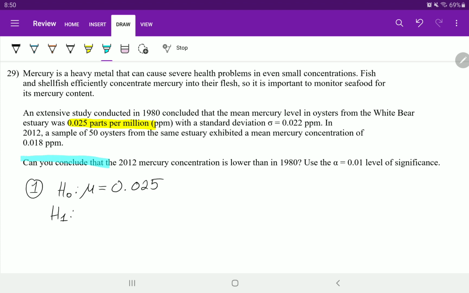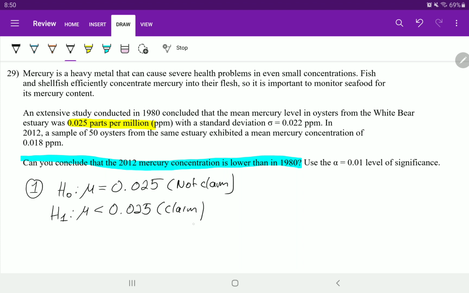And we're trying to conclude that the 2012 level is lower than the 1980. Therefore, mu is less than 0.025. Once again, the null is not our claim. The alternative is our claim. Based on the inequality symbol of my alternative hypothesis, this is a one-tailed test, and it's one-tailed to the left.